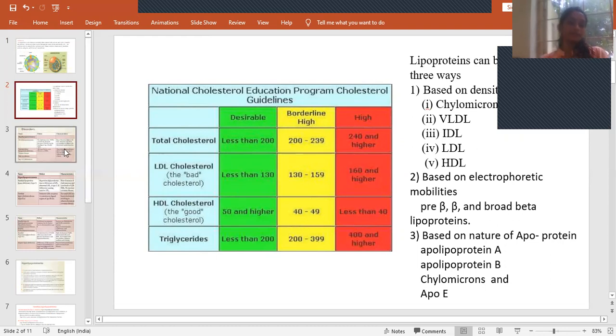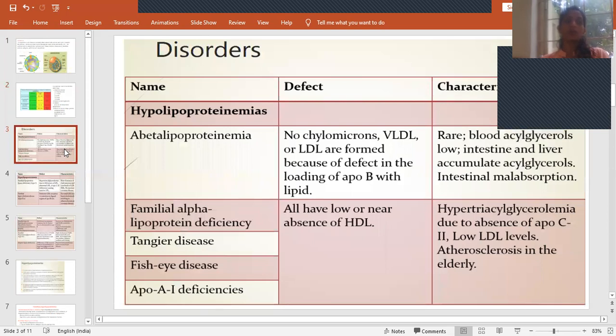Depending on the deficiency or changes in the structure, these lipoproteinemias are divided into different types. The disorders related to lipoproteinemias are of different types. First is hypolipoproteinemias. Hypo means decreased, that means there is a deficiency of one of the complex structures of this lipoprotein. In this there are different types, such as abetalipoproteinemia.